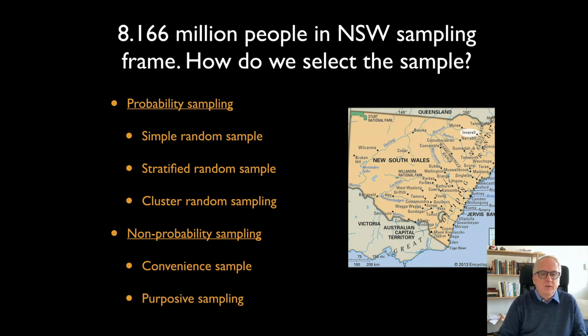And then also I could do what's called purposive sampling, where I'm not really interested in all 8.16 million people. What maybe I'm interested in is everybody who happened to buy a car in the past year.